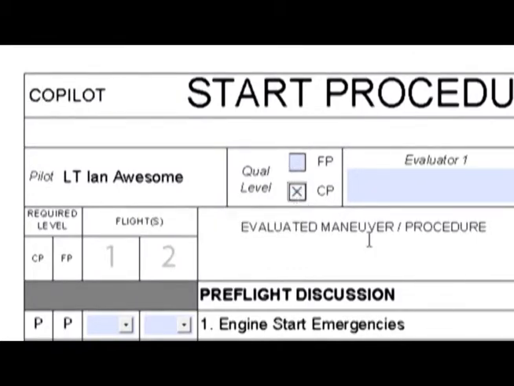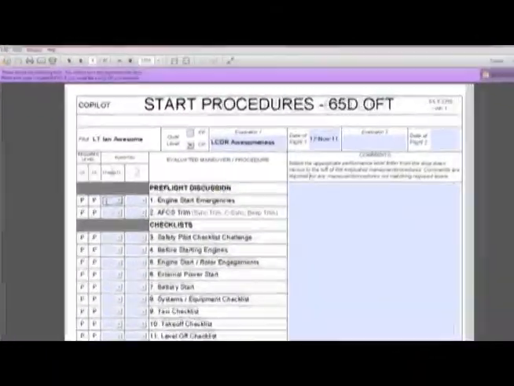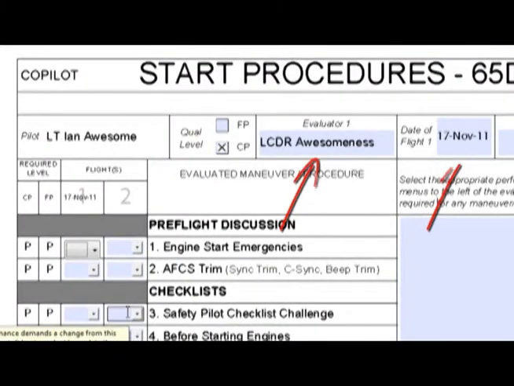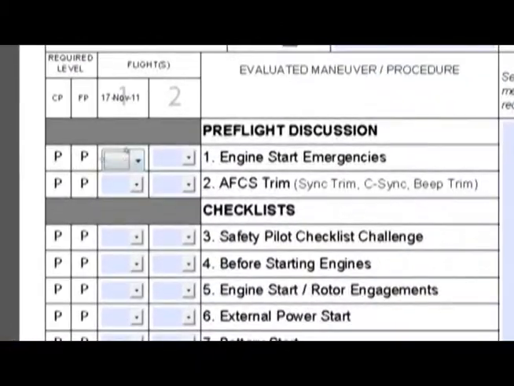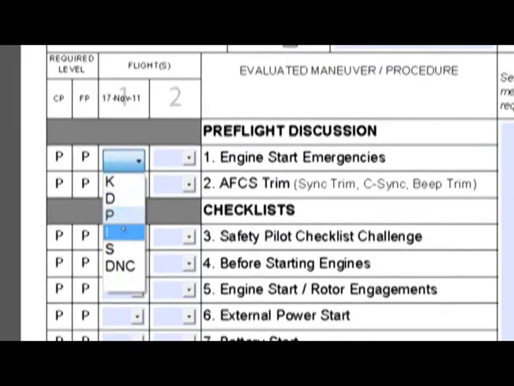When an instructor uses a syllabus to evaluate a student for a particular event, he or she begins by inputting his or her name into the Evaluator 1 block, and then selects the date. Date is repeated at the top of the Flight 1 column, where the instructor will input the student's grades for the syllabus flights. These grades appear in drop-down menus, which may be selected individually or typed in manually.